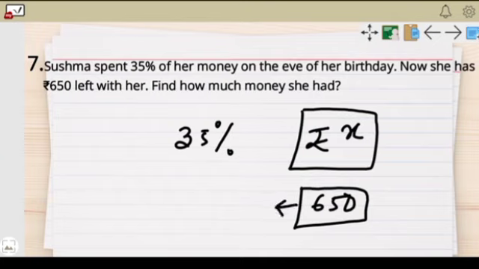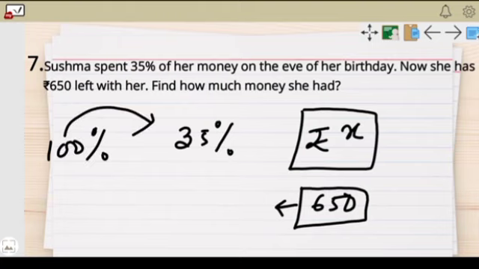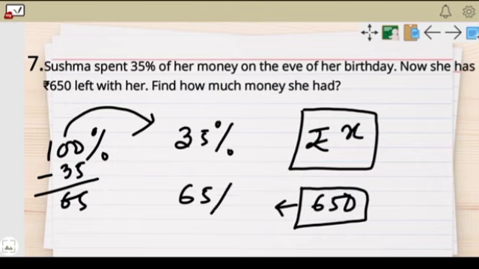This is nothing but, out of 100%, 35% has gone. So remaining will be 100 minus 35. This is 65. So 65% will be this 650. Okay, I hope you are clear with the concept. Let us think that she had initially rupees X, and she has spent 35% of her saving X, and the remaining amount right now is 650. So this 650 will definitely be 65%. Okay, so let's start the solution.